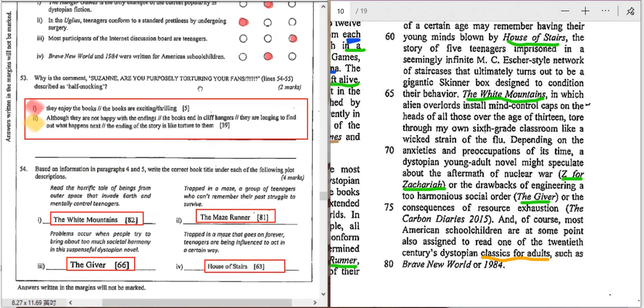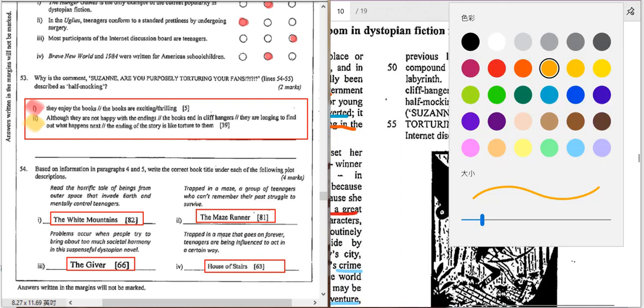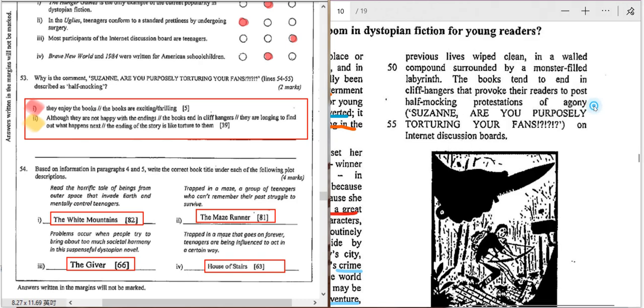So let's move on now to question 53. The most difficult question of all. Now that brings us back to this quote here. Suzanne, are you purposely torturing your fans? That's a quote. Why is this comment, Suzanne, are you purposely torturing your fans, described as half mocking?